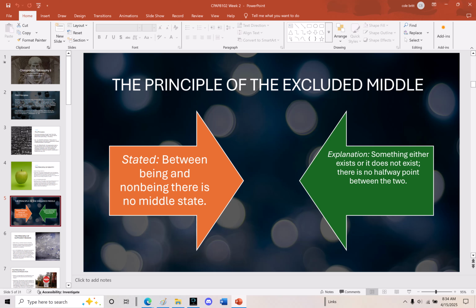Now, I made the statement just now, don't ask me about quantum mechanics, because of course this gets completely thrown upside down when you start studying quantum mechanics, when things can seem to exist and not exist simultaneously. But we're not going there right now. All right? So what is the principle of the excluded middle? Something exists or it doesn't exist, and that's it.